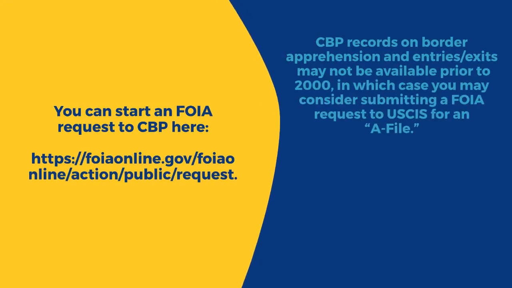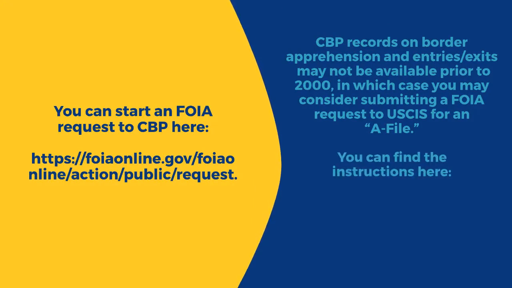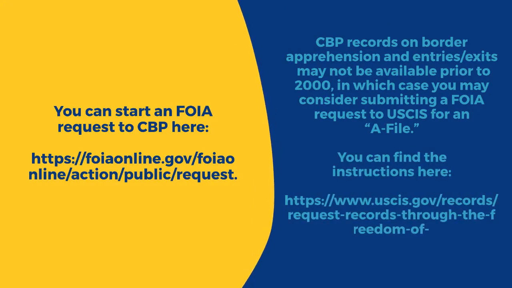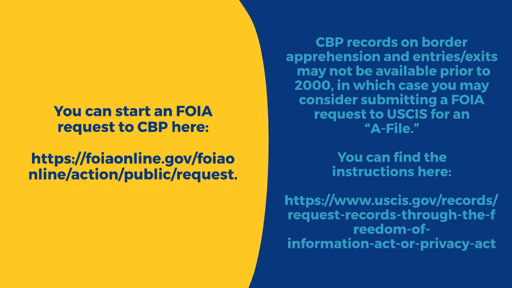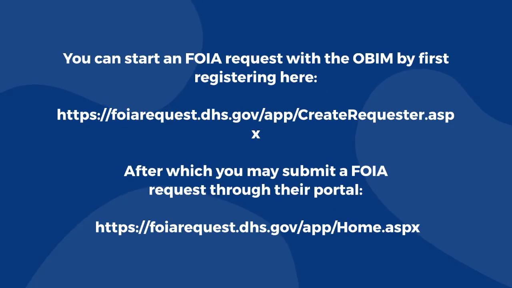You can start an FOIA request to CBP here. CBP records on border apprehension and entries and exits may not be available prior to 2000, in which case you may consider submitting an FOIA request to USCIS for an A file. You can find the instructions here.